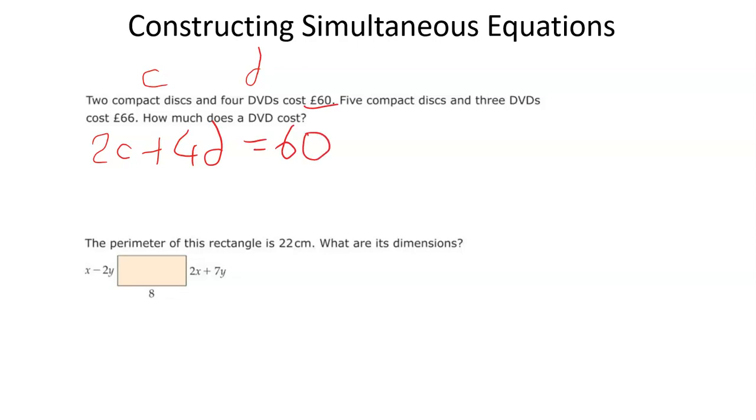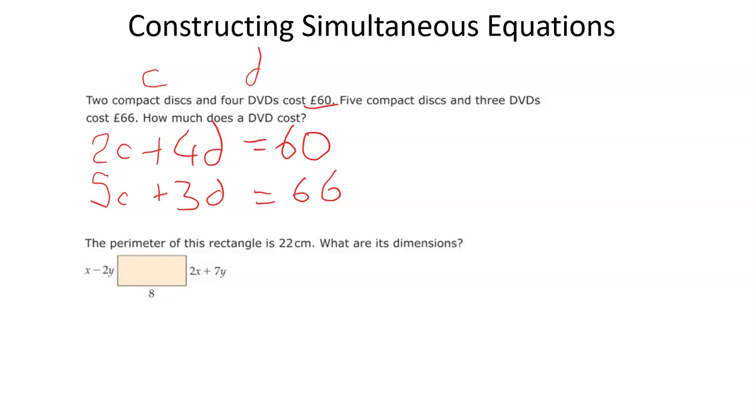And then the second equation just tells us, nice and straightforward, that we've got 5 compact discs and 3 DVDs with a different total. So again, we can just write that down: 5C plus 3D equals 66. And that's it. We've just picked out the numbers from the words, and this question's been quite nice because it just told us the amount of stuff and the total, and so we can just write that down.